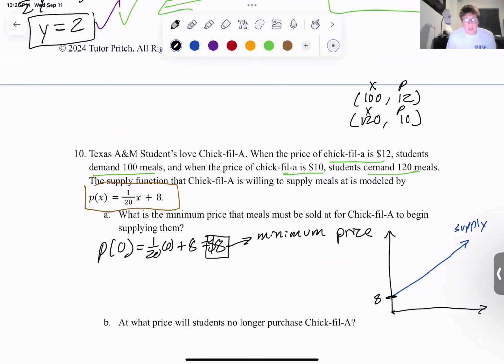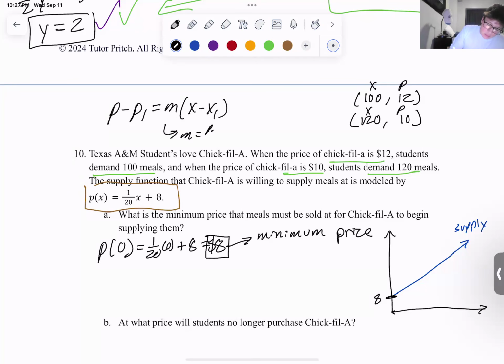Whenever you're finding demand functions or supply functions, always set up this framework. P minus P1 equals M times (x minus x1). And M is going to equal P2 minus P1 divided by x2 minus x1. In our case, we can call x1 and P1 100 and 12, and x2 and P2 120 and 10. So we can say 10 minus 12 over 120 minus 100 is our slope.